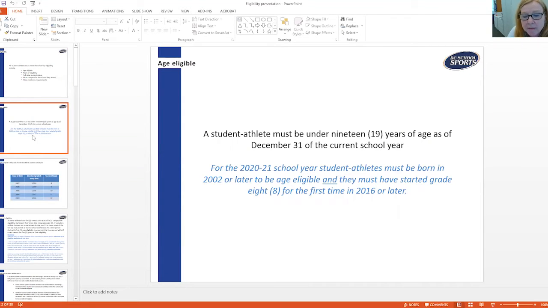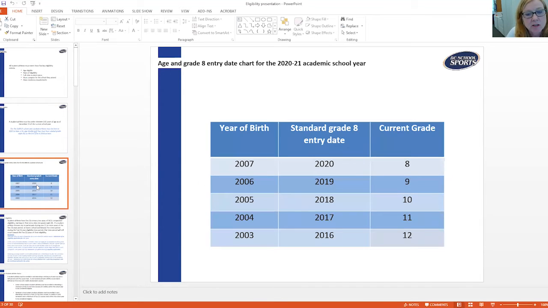A student athlete must be under the age of 19 as of December 31st of the current school year. So if we look at the 2021 school year that's approaching us, a student born in 2002 or later would be age eligible, but they must have started grade 8 for the first time in 2016 or later. We'll look at a basic age chart here.